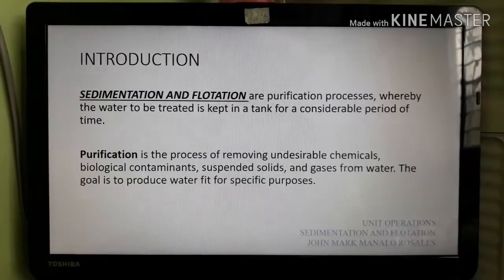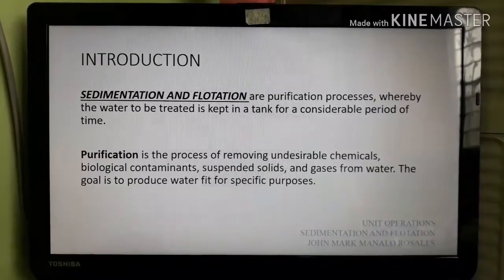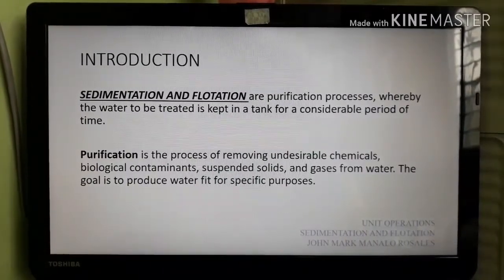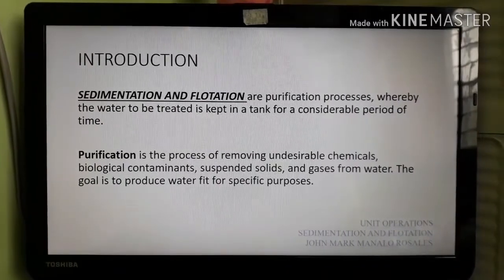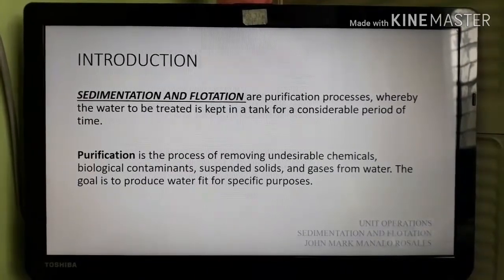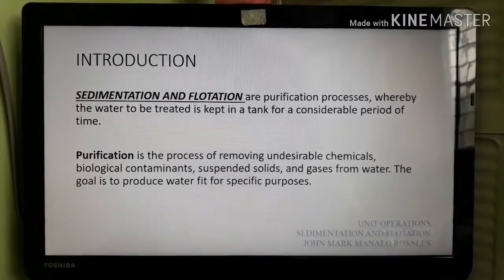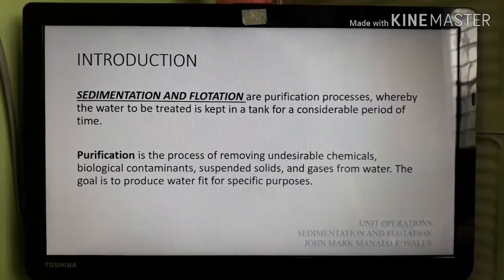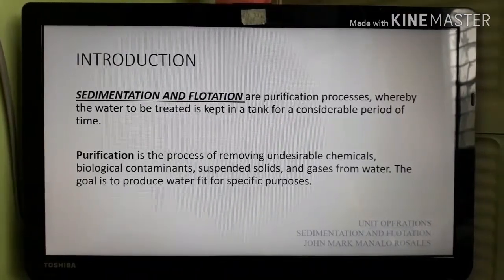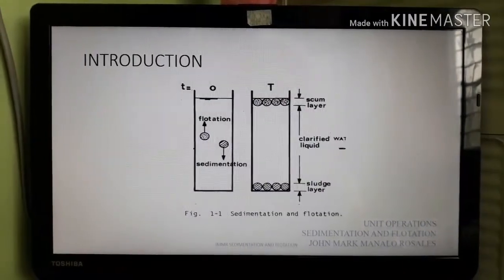Sedimentation and flotation. Sedimentation and flotation are purification processes whereby the water to be treated is kept in a tank for a considerable period of time. Purification is the process of removing undesirable chemicals, biological contaminants, suspended solids, and gases from the water. The goal is to produce water fit for specific purposes. One of the most specific purposes is for drinking purposes. Water is treated so that the water to be drunk by the people is safe and free from contaminants.